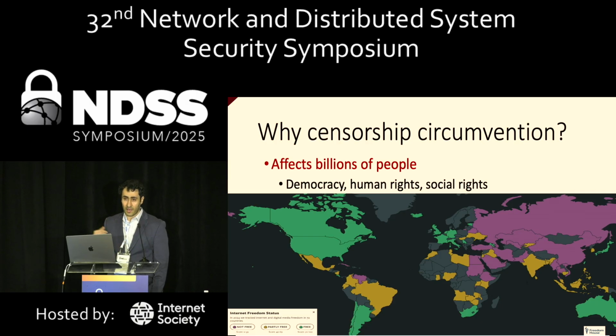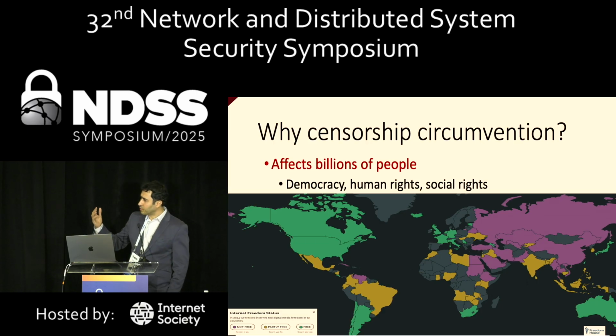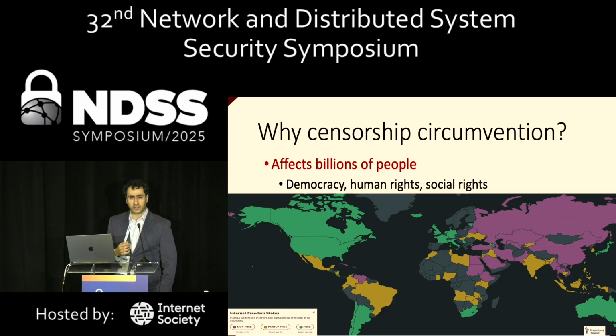This is a map from the annual reports provided by Freedom House, and it shows the map of internet freedom. I believe this is 2024. The purple areas are regions with excessive internet censorship. Yellow areas are regions with half censorship, but not quite. And green areas are areas with not too much censorship.